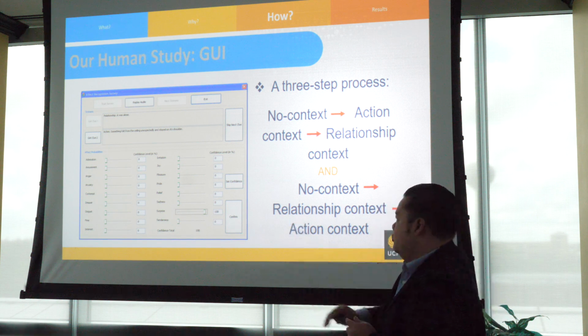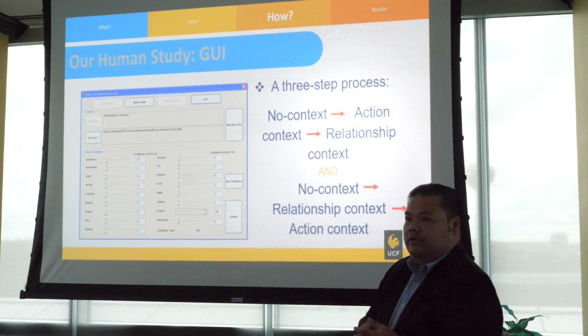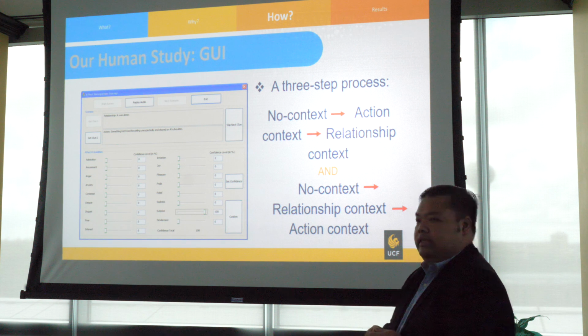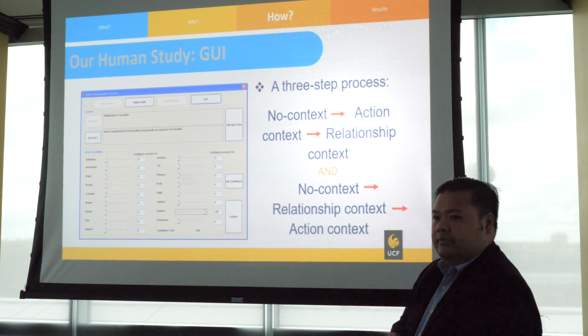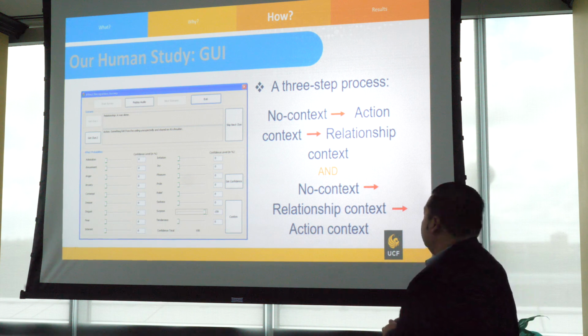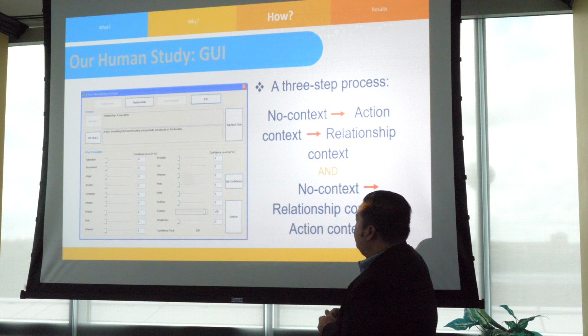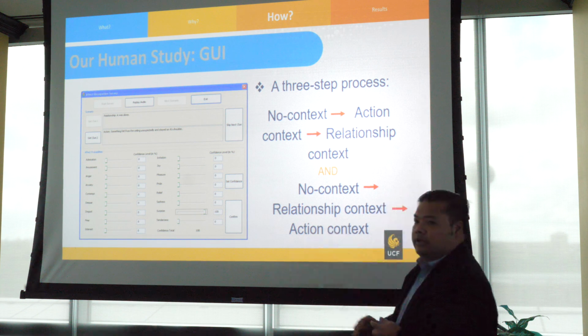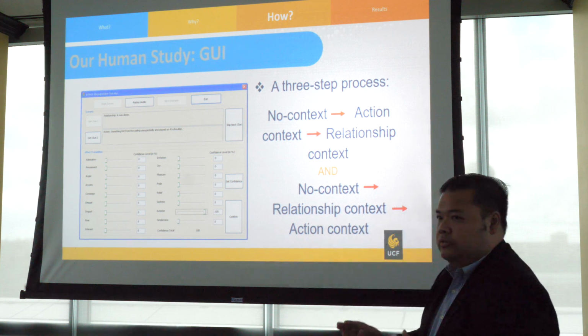They have to choose from 17 emotions, and then in the next stage we give the contextual knowledge, either action or relationship in random order, and then in the next one we give the other. From these 3 stages, we want to see what kind of changes we could observe. Will it change the accuracy of the cognitions for humans at each stage? So we have 2 different orders: no context, action context, and relationship context; and no context, relationship context, and action context for the 3rd stage. Any questions so far?